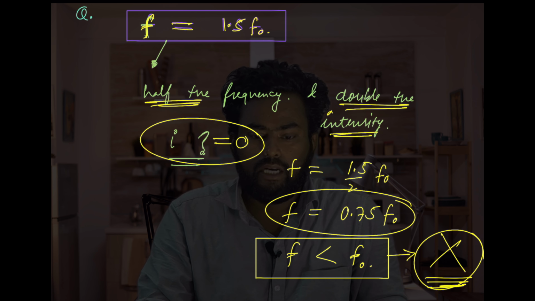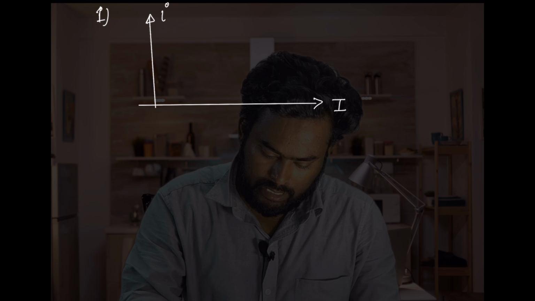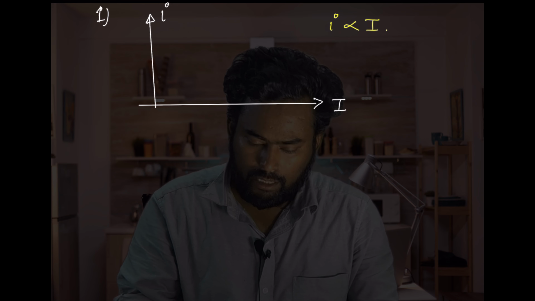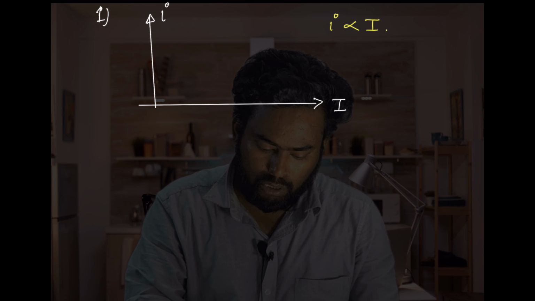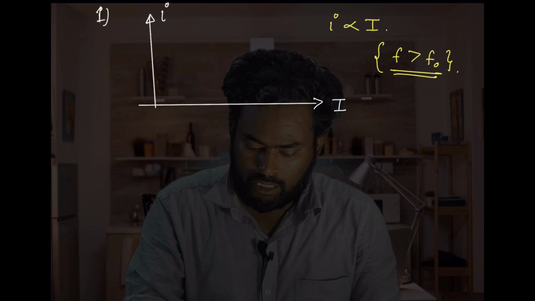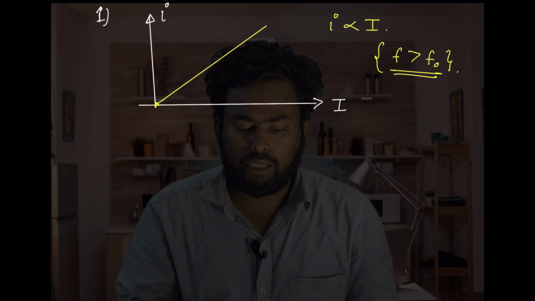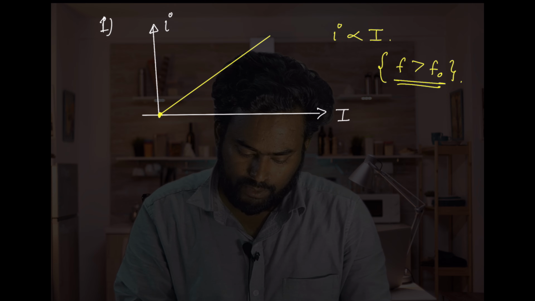Let's move forward. Now let's see the variation of various other parameters, or the important graphs that we have to see in the photoelectric effect. The first graph we have already seen. The first graph is between photocurrent I versus intensity capital I. We have seen that photocurrent is proportional to intensity. If you increase the intensity, then the photocurrent will also increase, under the condition that the frequency is greater than the threshold frequency. Under this condition only this graph is valid. Proportionality means a straight line passing through the origin.